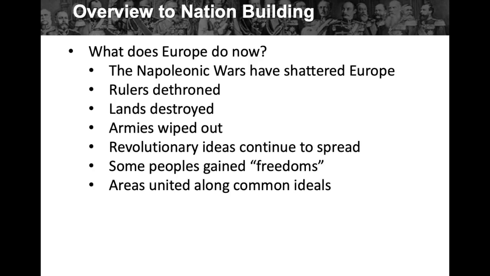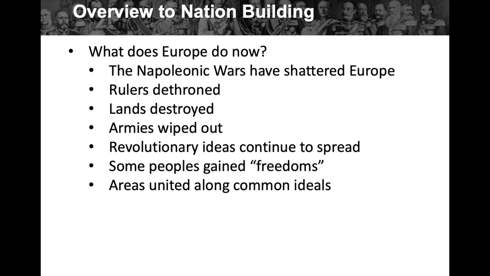Continuing with our overview, the question is, what does Europe do now? We have finished up with the Napoleonic era, the Napoleonic Wars. Napoleon has now been sent off to St. Helena, the island of his second exile, where he will remain the rest of his life. Basically, the Napoleonic Wars have shattered Europe. The rulers have been dethroned. There's been a lot of changeover, a lot of problems in Europe. Rulers have been dethroned, lands have been destroyed, armies have been wiped out. If you remember, just for the French army, 600,000 had gone into Russia with Napoleon, and just a fraction of them returned during the first phase of Napoleon's rule. So armies have been wiped out.